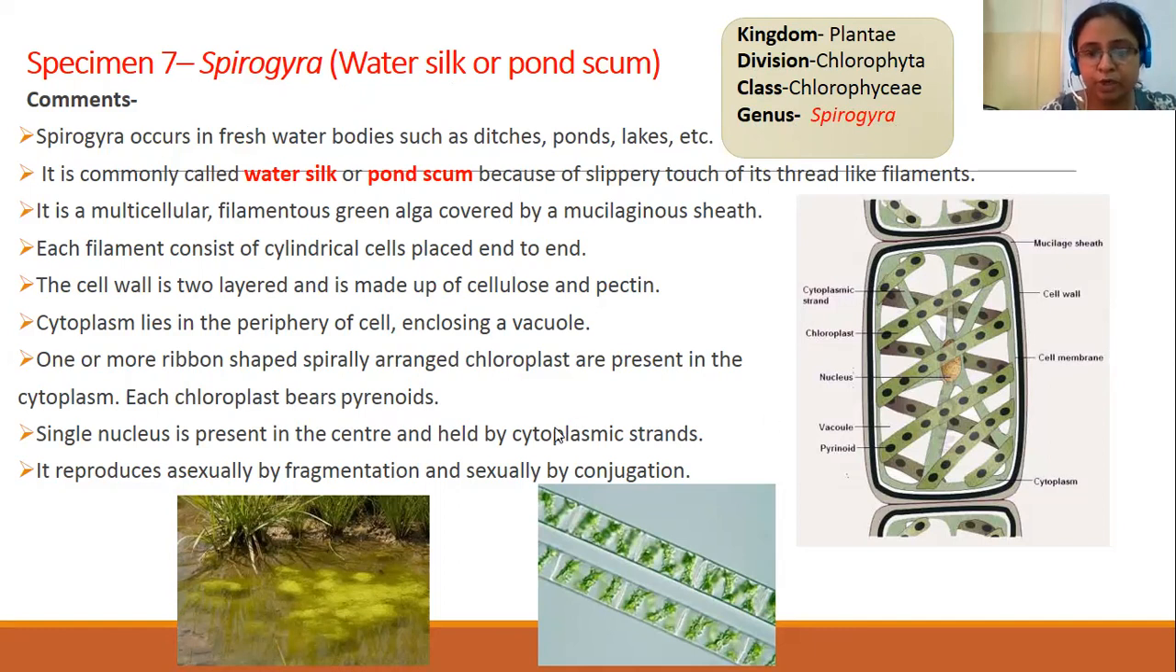Where do you find this Spirogyra? It is commonly found in freshwater bodies like pools, lakes and ditches. It is commonly called water silk or pond scum because when we touch it, it is very slippery. Why is it slippery? Because its plant body is made up of numerous thread-like filaments, and these are very slippery. Here you can see how Spirogyra grows naturally in a lake or pond.